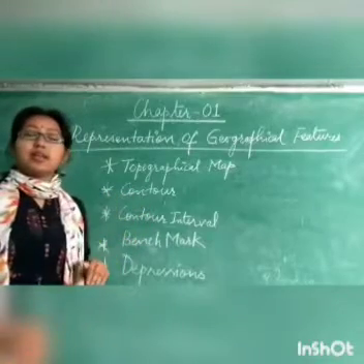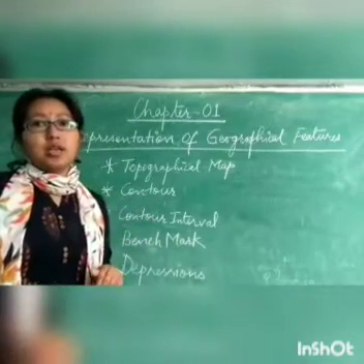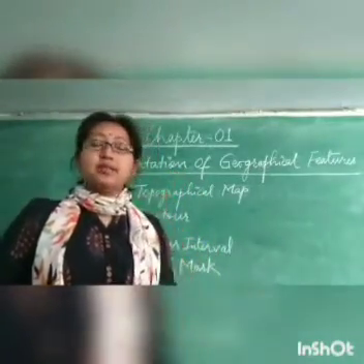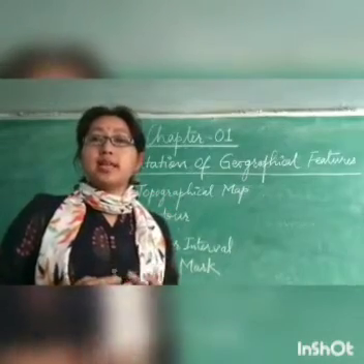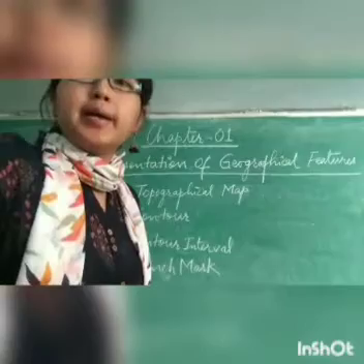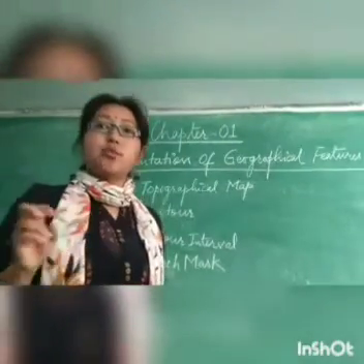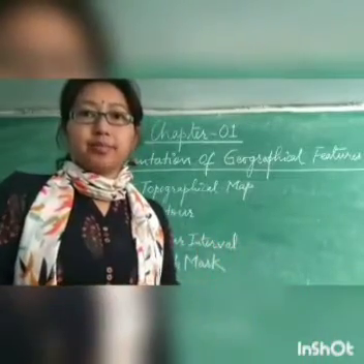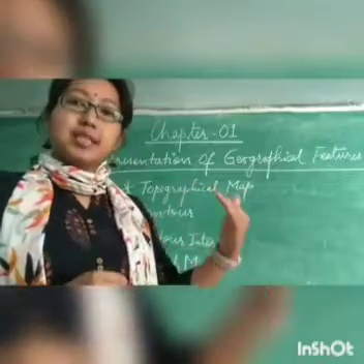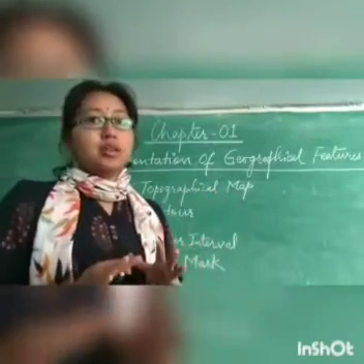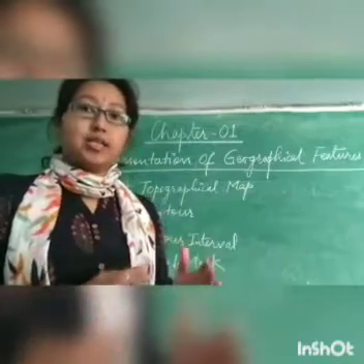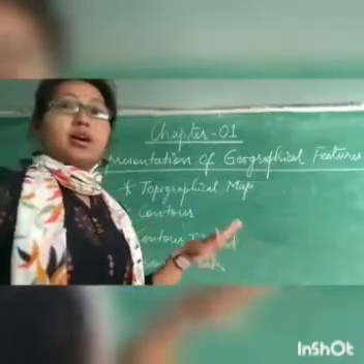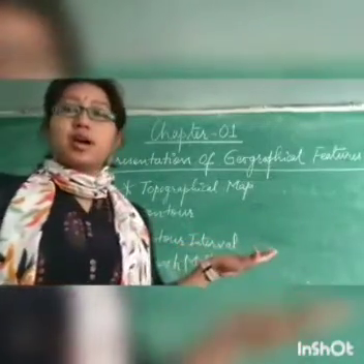Now the next word is contour. Now what is a contour? Contour is a line. Contour line is an imaginary line which joins the points or the places having the same elevation. Elevation means height, right? Above the sea level. So that's the contour line or contour height. So contour generally shows the height of an area.